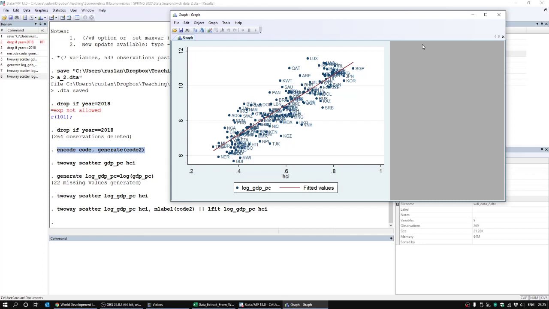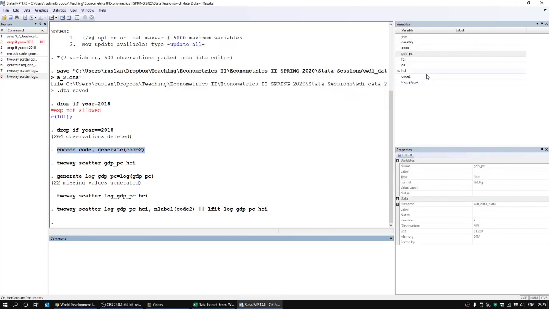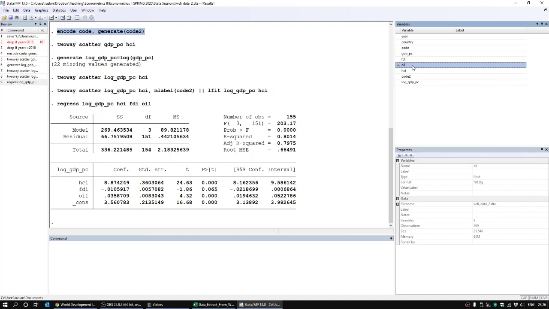Next, what we are going to do, we can look at some other indicators. Yeah, our variable of interest is GDP per capita. All right. We can also use oil rents and foreign direct investment. So let's now regress the logarithm of GDP per capita on the human capital index, foreign direct investment and oil.